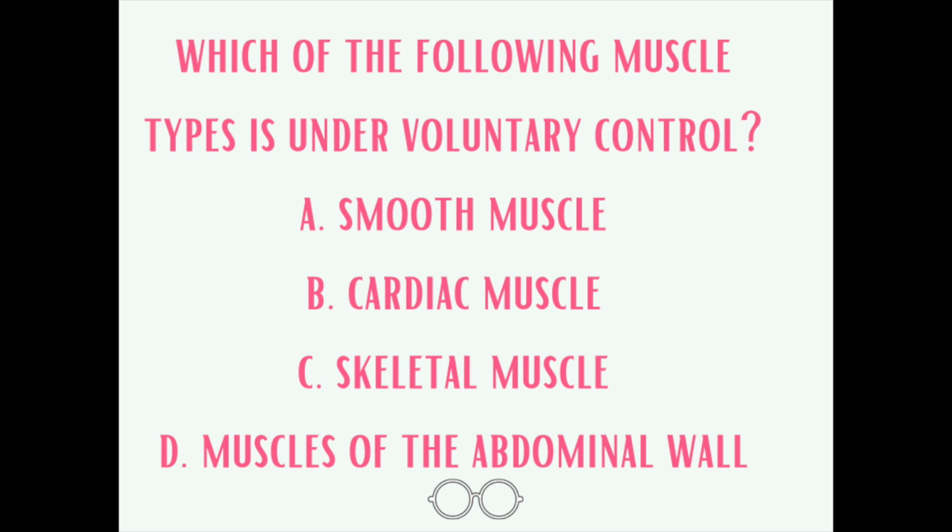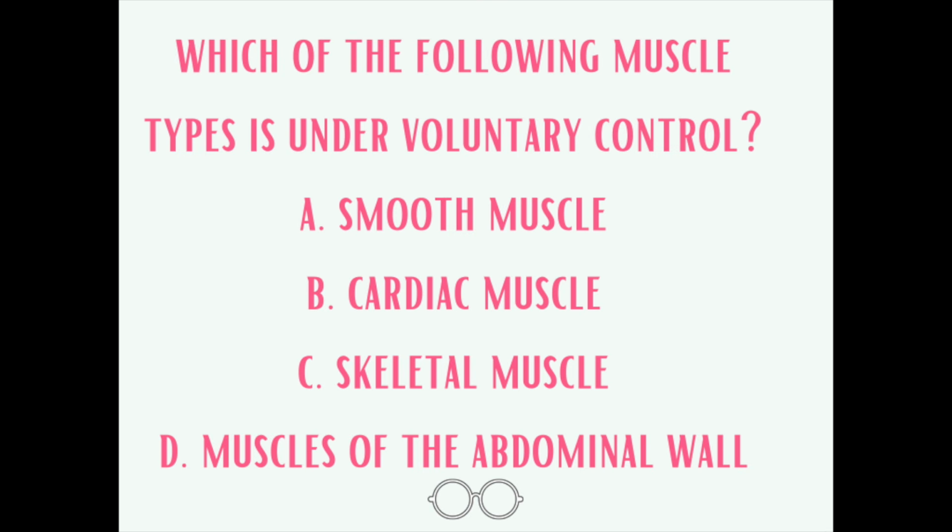Which of the following muscle types is under voluntary control? A. Smooth muscle, B. Cardiac muscle, C. Skeletal muscle, or D. Muscles of the abdominal wall. So remember that voluntary muscles are those that you can control consciously, and involuntary are those that happen passively, whether you'd like them to happen or not. You have no control over them. So the answer here is C, skeletal muscle.